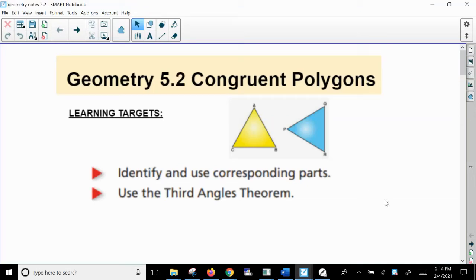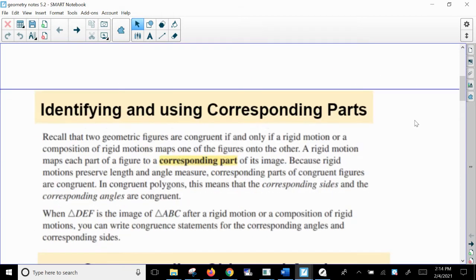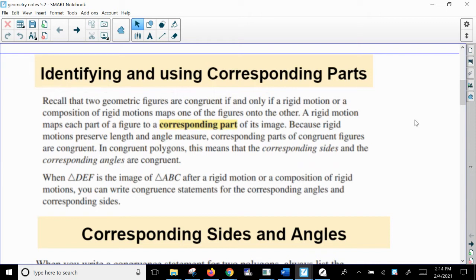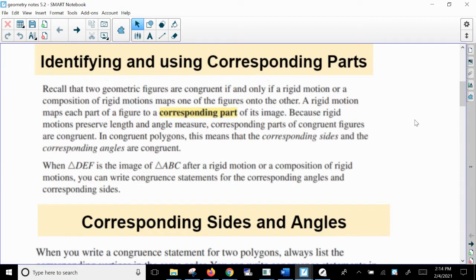Okay, so these are the notes for section 5.2, congruent polygons. We're going to talk a lot about using corresponding parts of congruent triangles and the third angles theorem. Your book says all this jazz about congruent triangles or congruent figures.